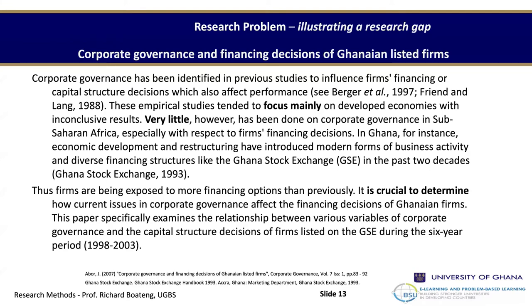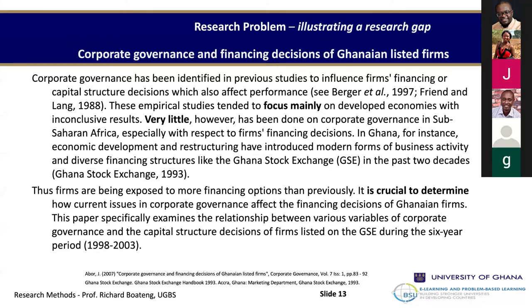Now, if you look at this very well, the gap is built on three different things. One, you have the gap that was pointed out about the fact that corporate governance and firms' financing decisions is a good area to research on, but the current research has focused on developed economies, with inconclusive results. It means that the topic is good research, but if you look at it in the context of the region of developing economies, much research has not been done there. So you have an issue and then you have a context. So you have seen an issue gap and a context gap.